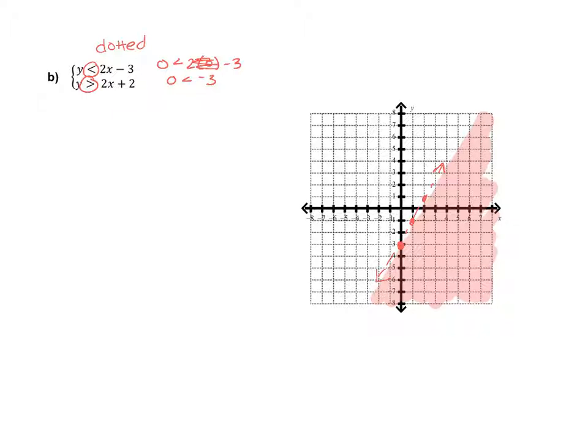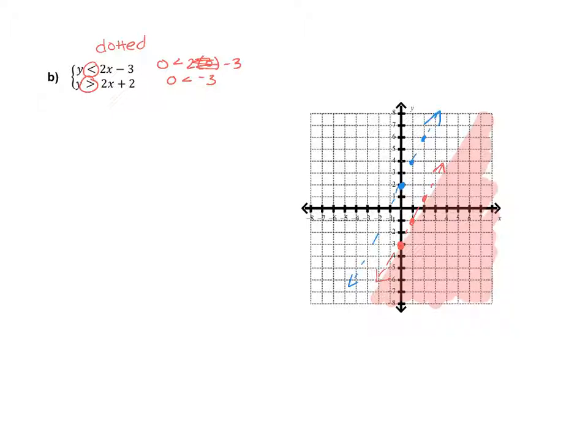Okay, in my next inequality, I'm going to begin at positive 2, and the slope is 2 over 1 again, same slope, 1, 2 over 1, 1, 2 over 1, dotted line.